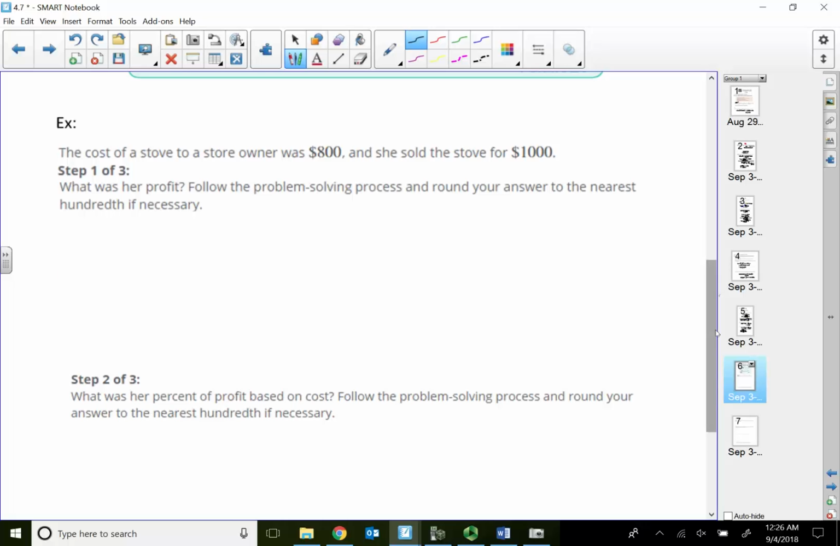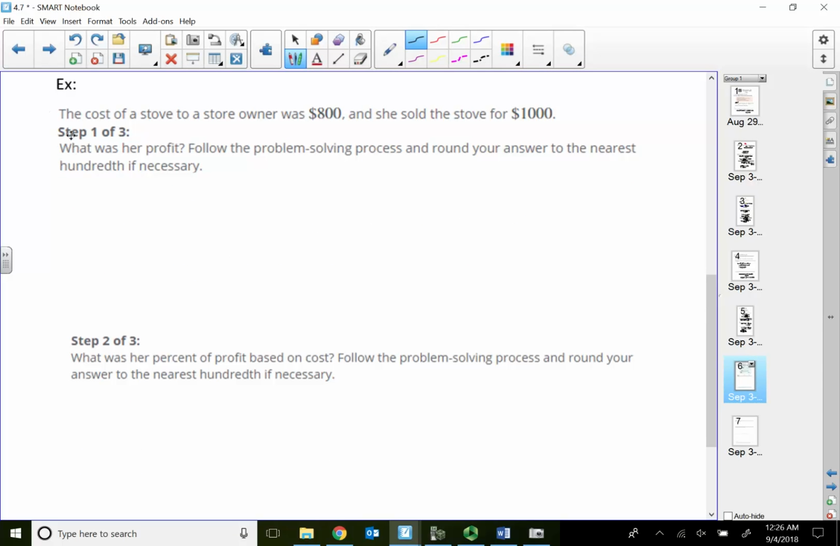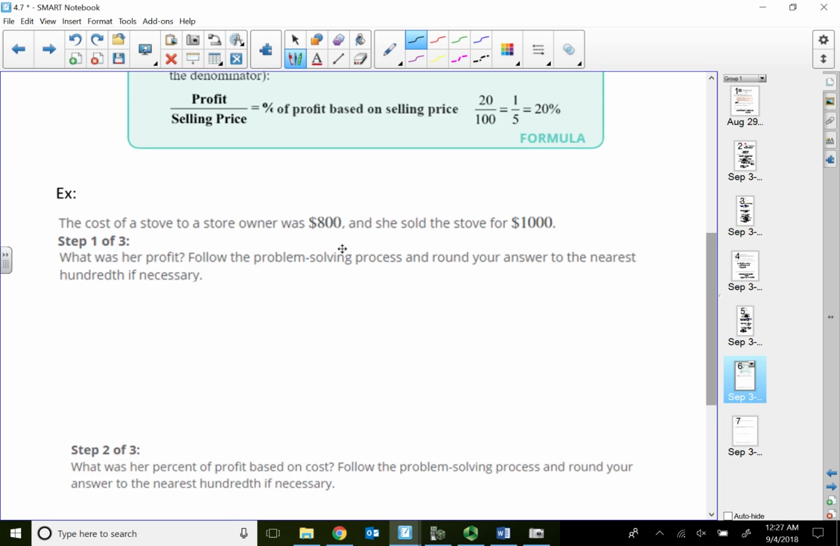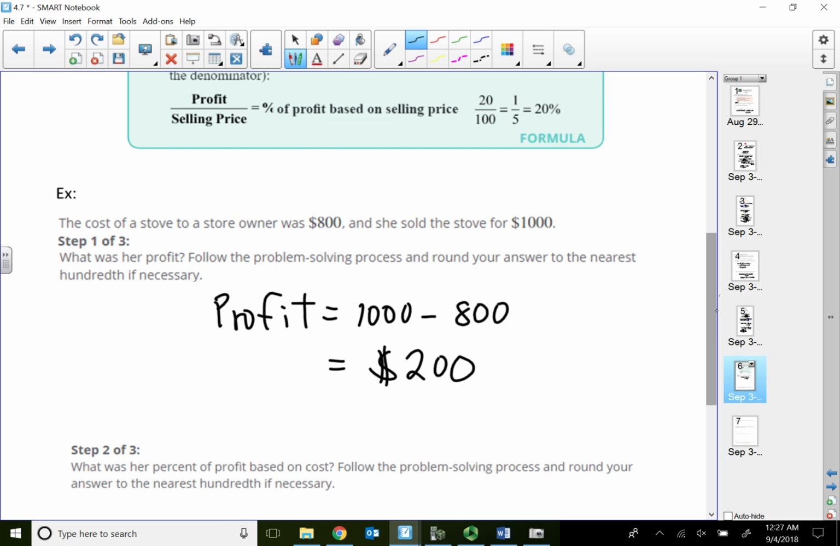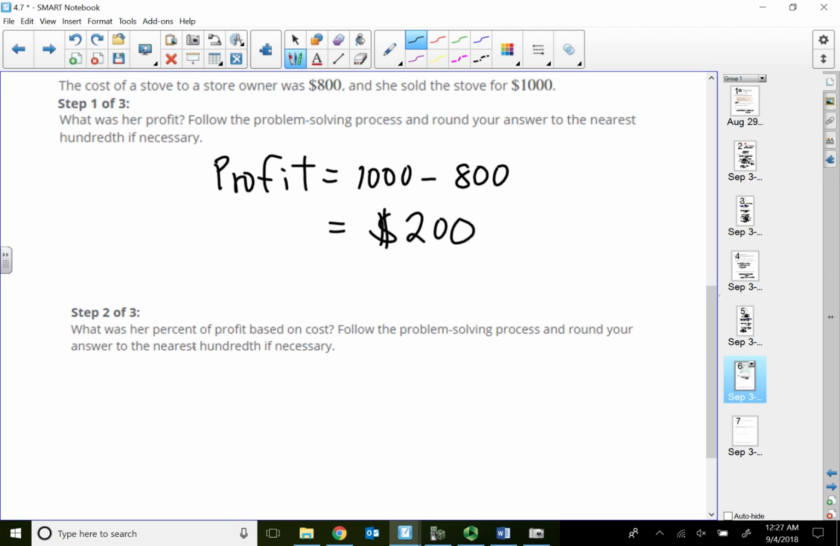So let's look at some of these examples. The cost of a stove to a store owner was $800. She sold the stove for $1,000. Of course, we can never sell under our cost. What was her profit? Her profit has to be $1,000, what she sold for, minus her cost, which is $200 profit.